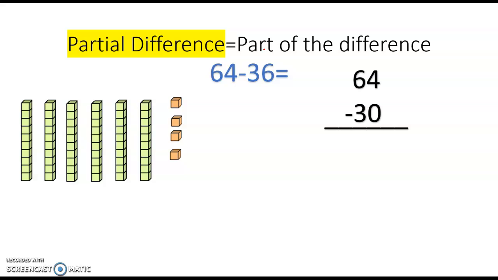We're going to start by first just taking away the tens. So I have 64 and I'm just going to take away those 3 tens, which is 30. So I'm taking away 10, 20, and 30. That leaves me with 10, 20, 30, and then of course, since we only took away the tens, all of our ones are still there, so 34.